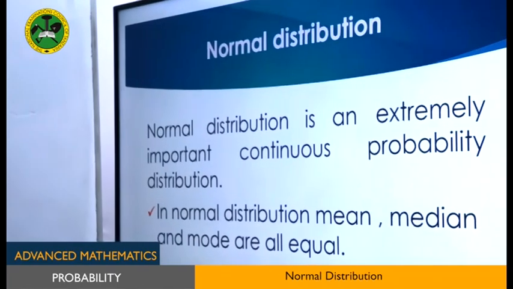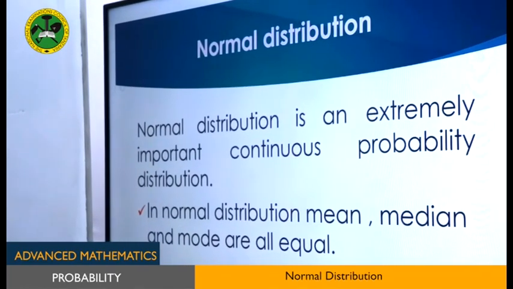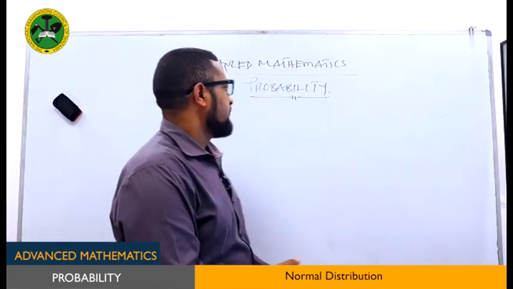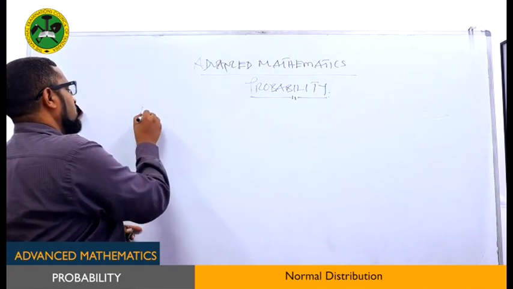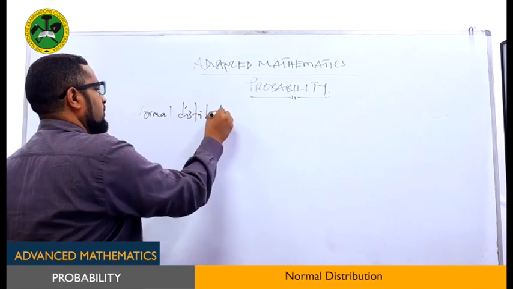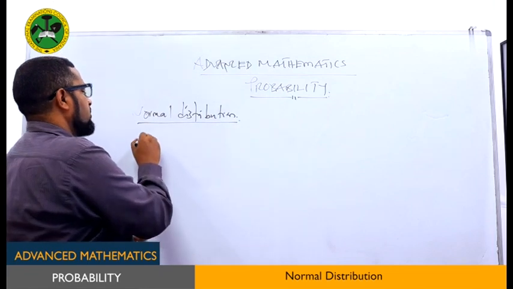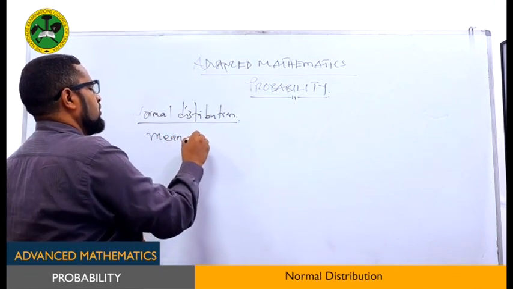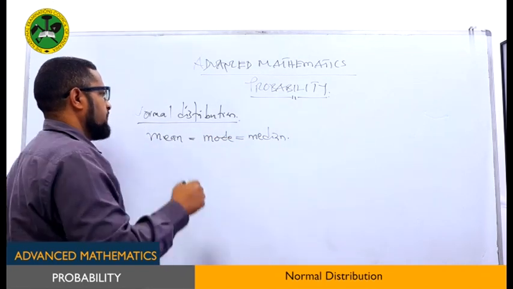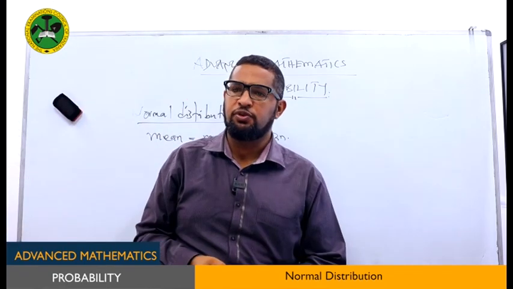Now, normal distribution, this one is an extremely important continuous probability distribution in which the mean of the data, the median of the data, and the mode of the data are all equal. That is when you're talking about normal distribution. In normal distribution, mean equal to mode equal to median.